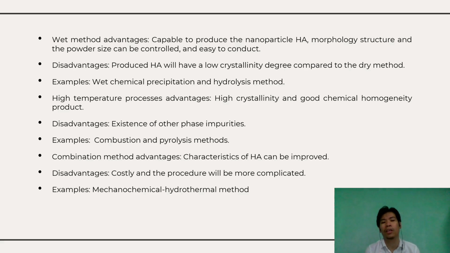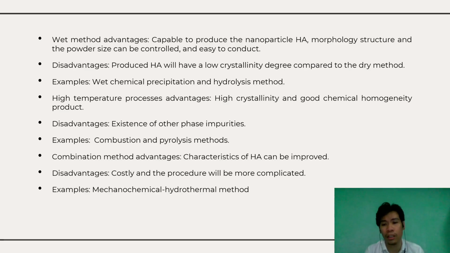The third one is high temperature processes, in which the synthesis process occurs with the use of high temperature to decompose the precursor. This method is known for its high crystallinity and good chemical homogeneity product. However, research found that there is existence of other phase impurities in it. Examples of high temperature processes are combustion and pyrolysis method.